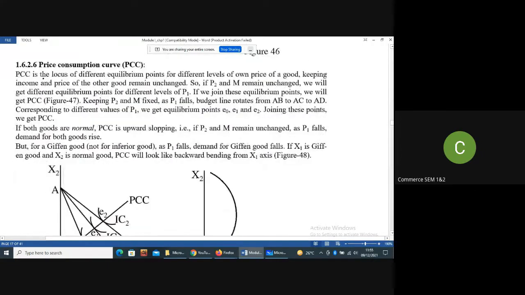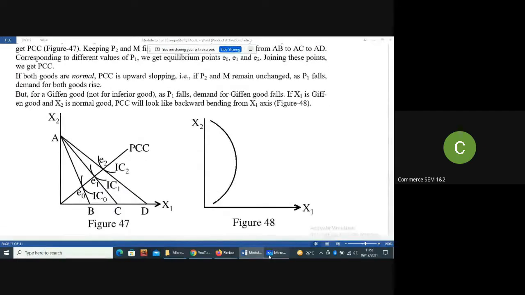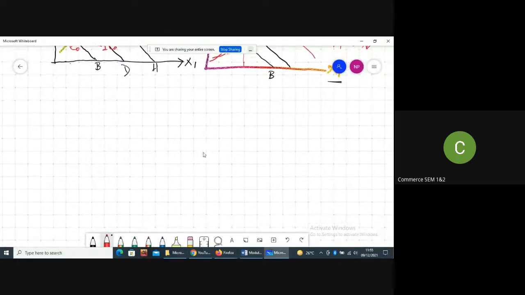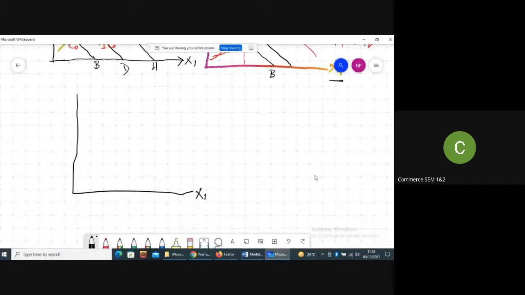Next is the price consumption curve. So from the last class, what we have seen is if the price of a commodity changes, how the budget line will change. Here we are measuring X1 and here we are measuring X2, and say this is your initial budget line AB. Say P1 decreases, P2 is unchanged and money income is unchanged. How will the budget line change?